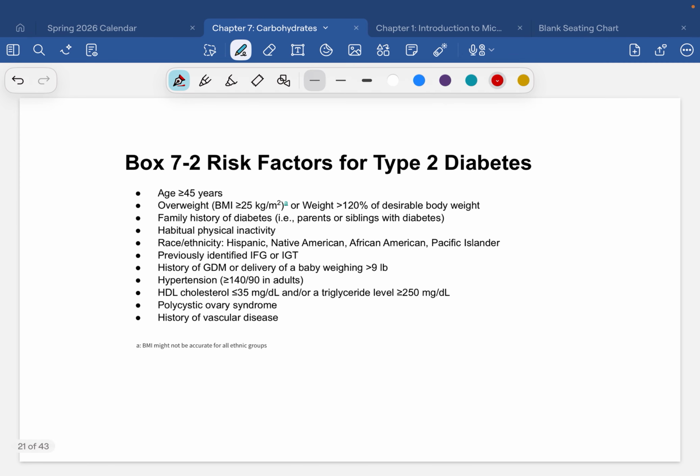All right, and this is just a risk factor box. This is what's in your textbook, and this is just showing the risk factors for type 2 diabetes. There is a strong genetic component, and there are a lot of things that can indicate a higher risk for type 2 diabetes. Family history is one of the biggest ones. Having a family history of diabetes makes it very, very likely that you will get diabetes in the future.